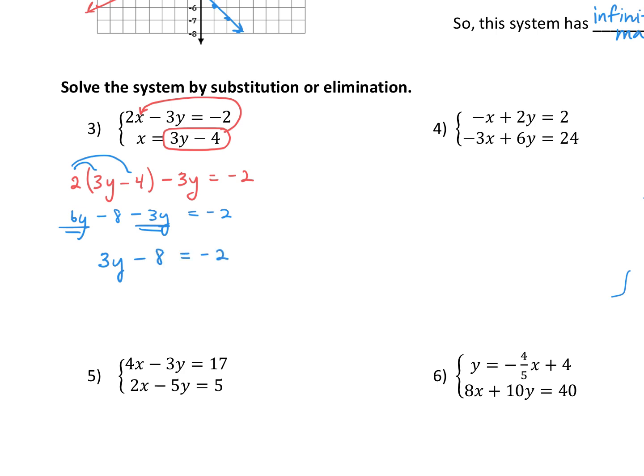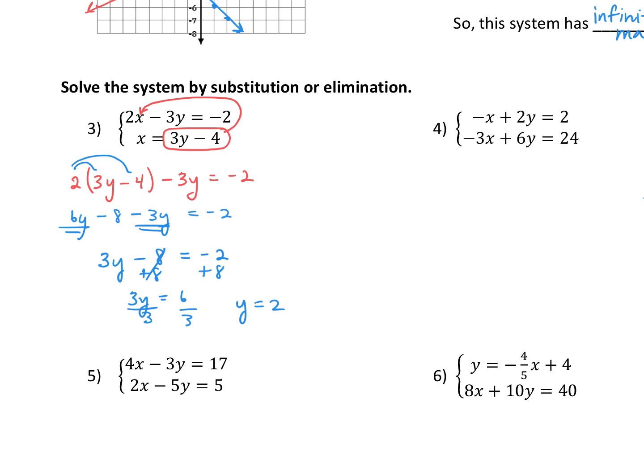Now it's just a 2-step equation. You guys love these. You've been doing these for years. We're going to add 8 to both sides. 3y equals 6. And our last step is divide both sides by 3. We get y equals 2. All right, so we just did some great work. Are we done? No, we're not done because we only have half of our solution.